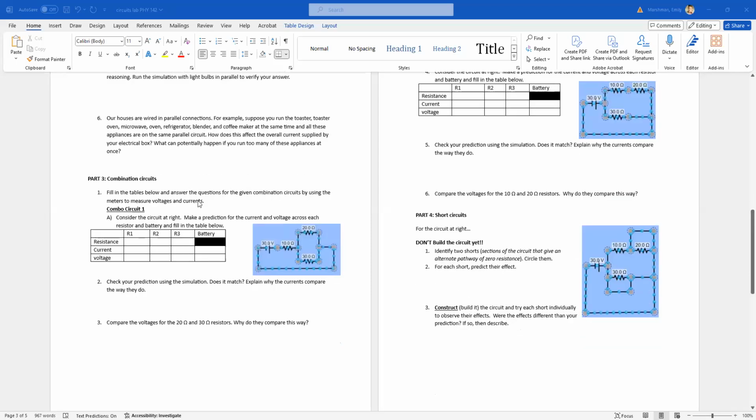The other parts are combination circuits. So there's a couple of combination circuits. What you're going to have to do is find the equivalent resistance for these combination circuits and then determine the current and the voltage across each resistor and then check it using the simulation.